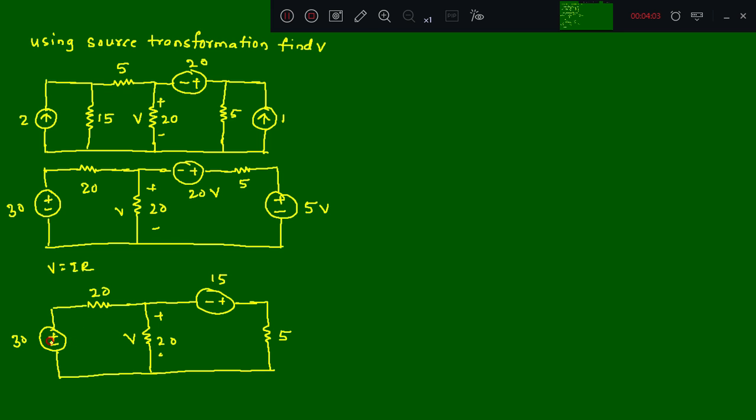See here, the voltage source is in series with the 20 ohm resistor. This can be rewritten as a current source with a parallel resistance. This resistance remains the same, it's 20, but I is V by R, so that is 30 by 20. How much will you get? It's 1.5 ampere. The next part will be the same as it is, right? So 20, plus minus, this is V, right? Next, see here, again there is a voltage source in series with the 5 ohm resistor.